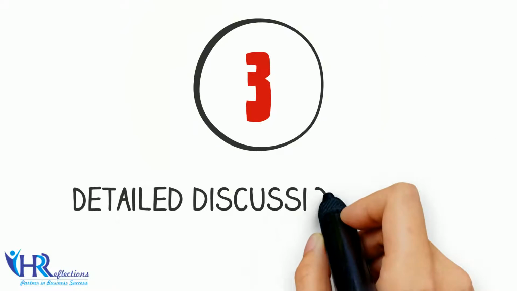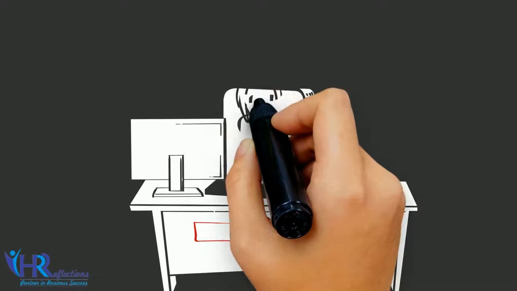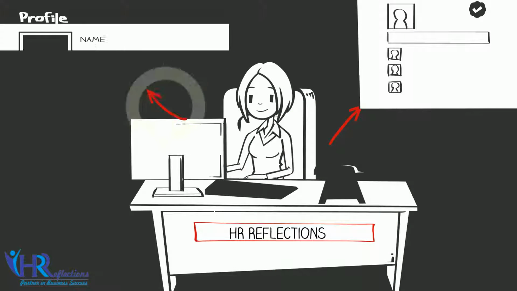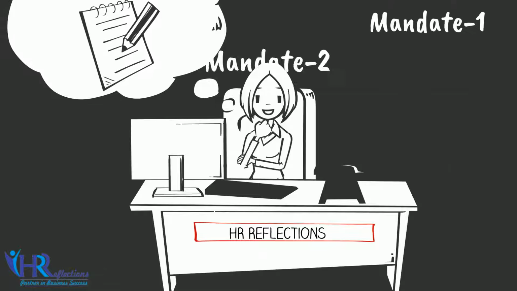Step 3 is detailed discussion on the JD shared. The account manager then conducts primary research followed by a detailed discussion with the client to understand the key mandates for the desired role.